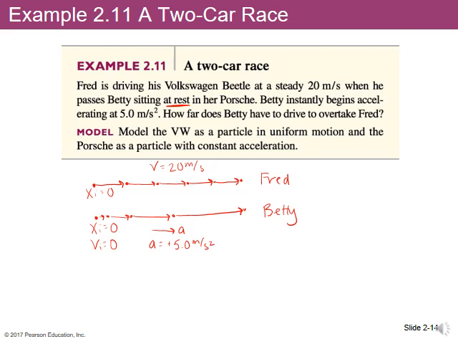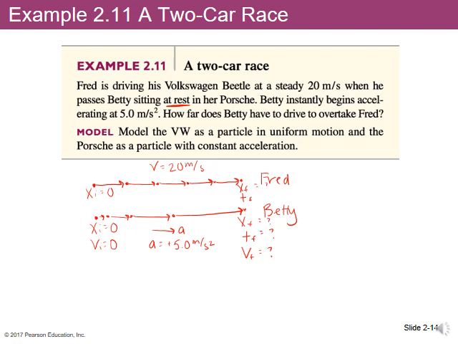At the end here, we don't know Fred's final position, and we don't know Betty's final position, and we also don't know the time when they get to that final position, and we don't know Betty's final velocity. So each of these things are unknown.